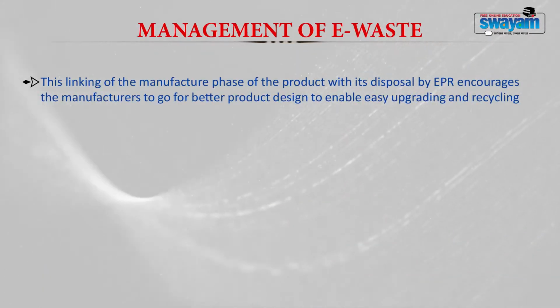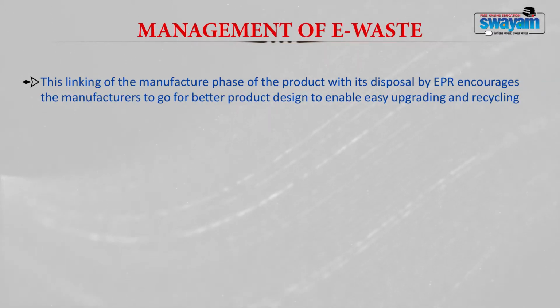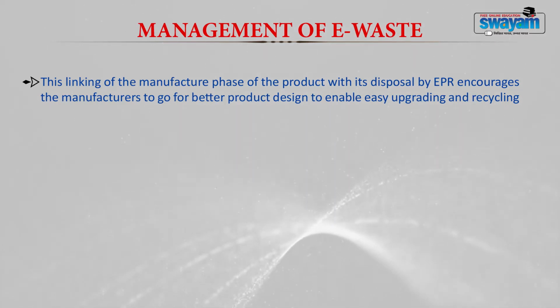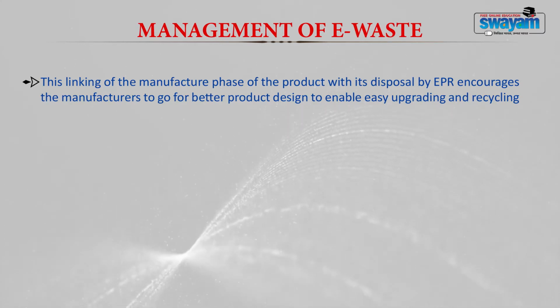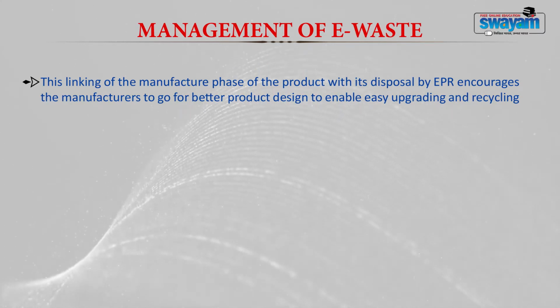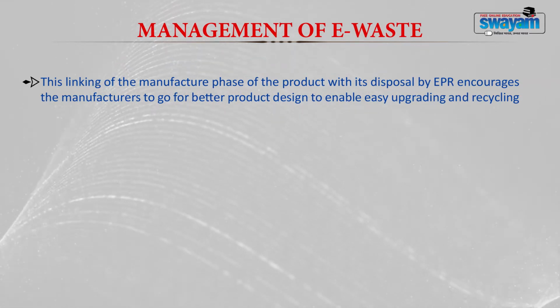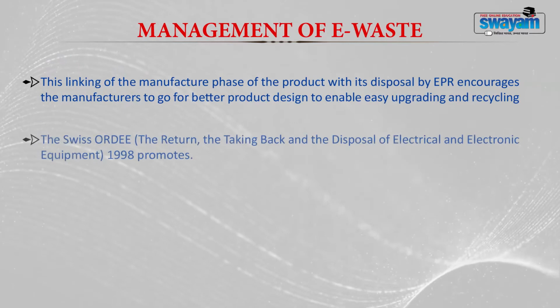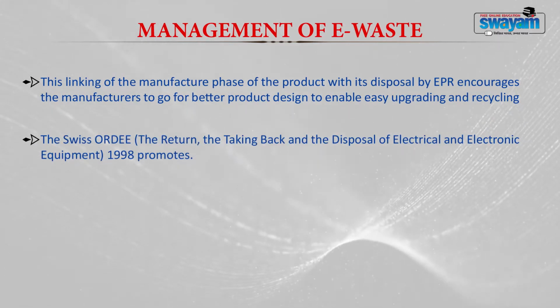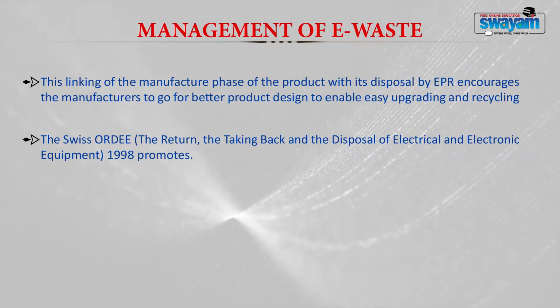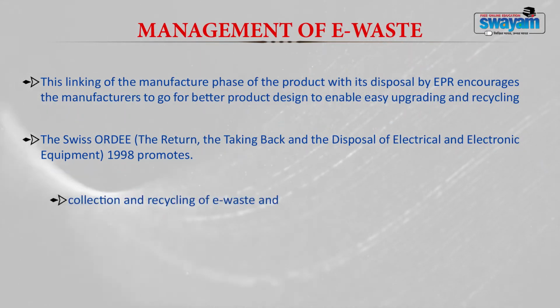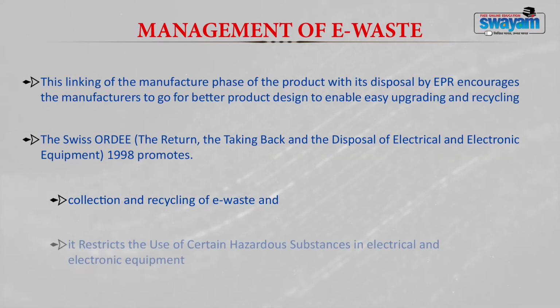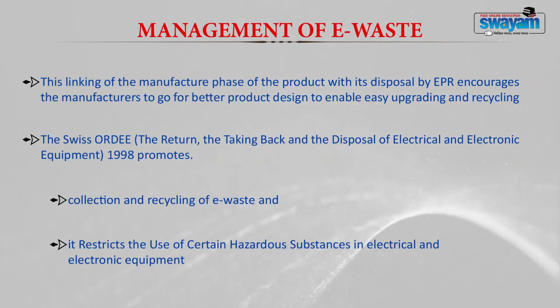The linking of the manufacturing phase of the product with its disposal by the EPR generally encourages the manufacturer to go for better product design and also enables easy upgrading and recycling. By doing so, the life of the product is increased and e-waste generation is minimized. The Swiss regulation, where the return, taking back and disposal of electrical and electronic equipment promotes collection and recycling of e-waste, also restricts the use of certain hazardous substances in electrical and electronic equipment.